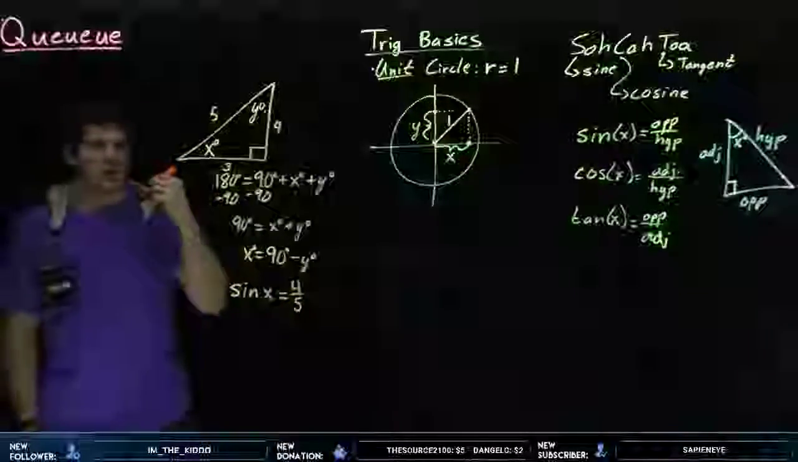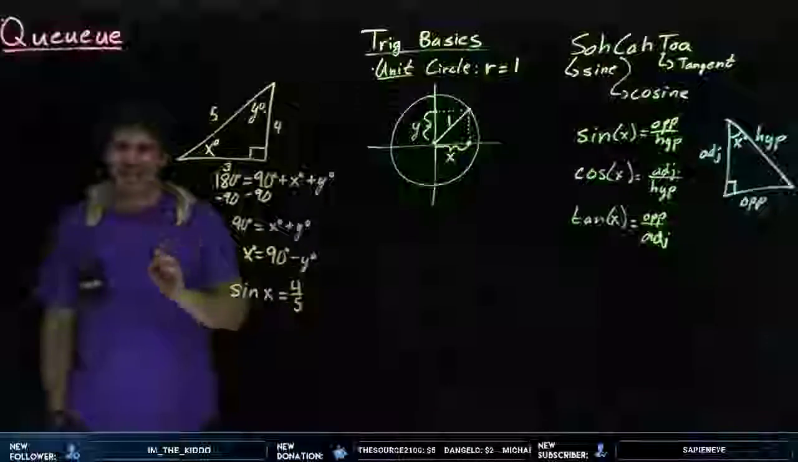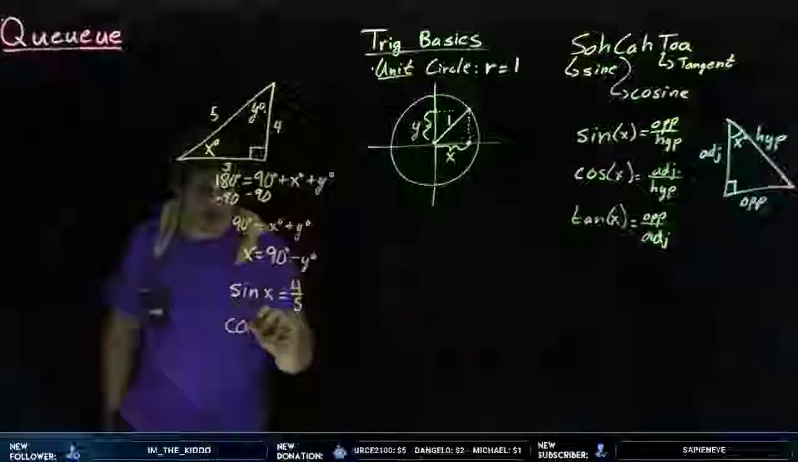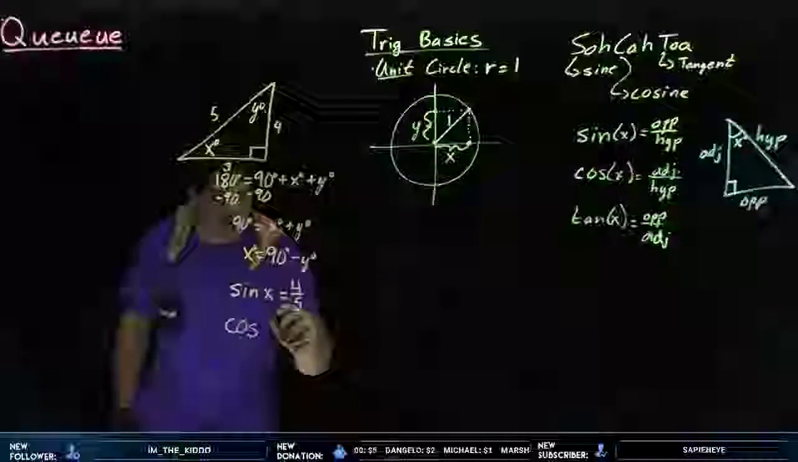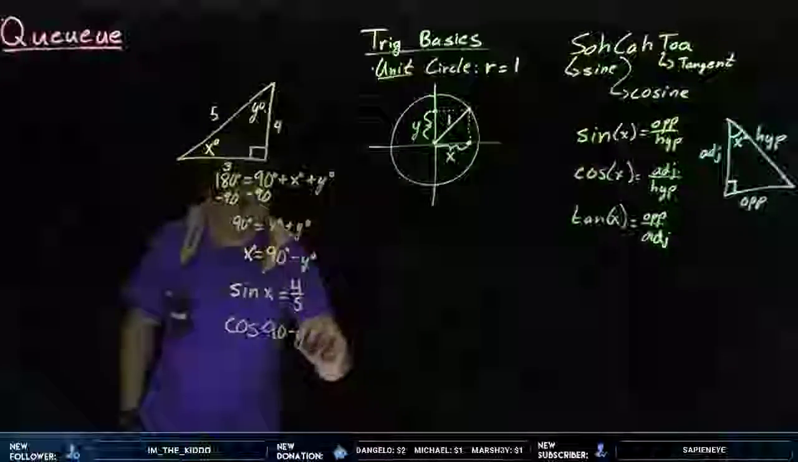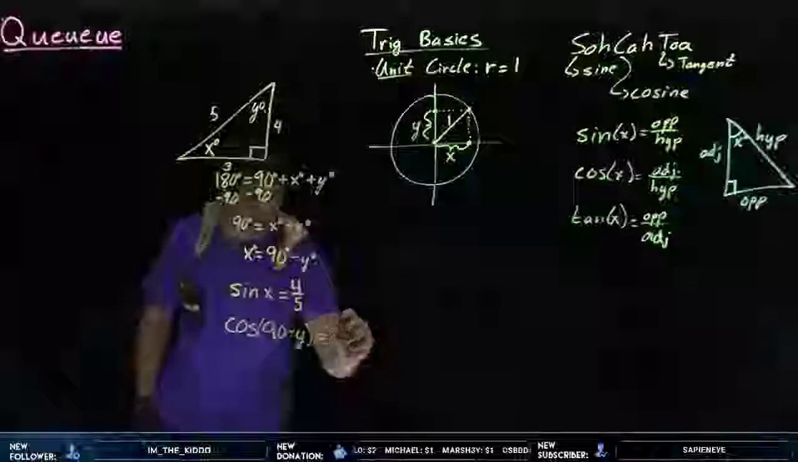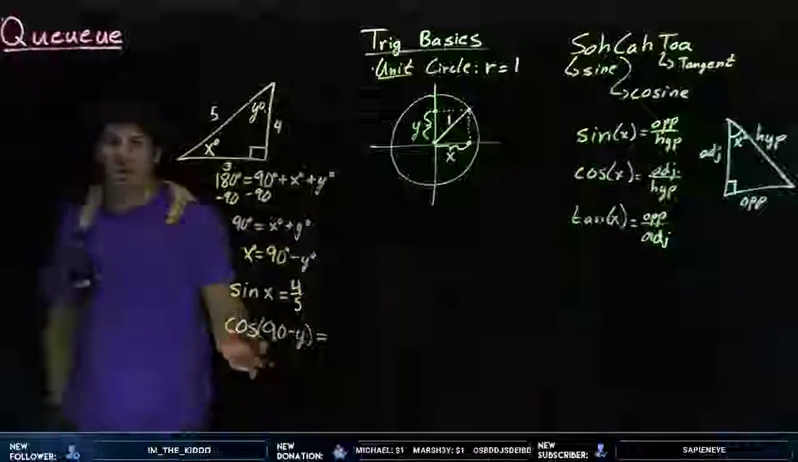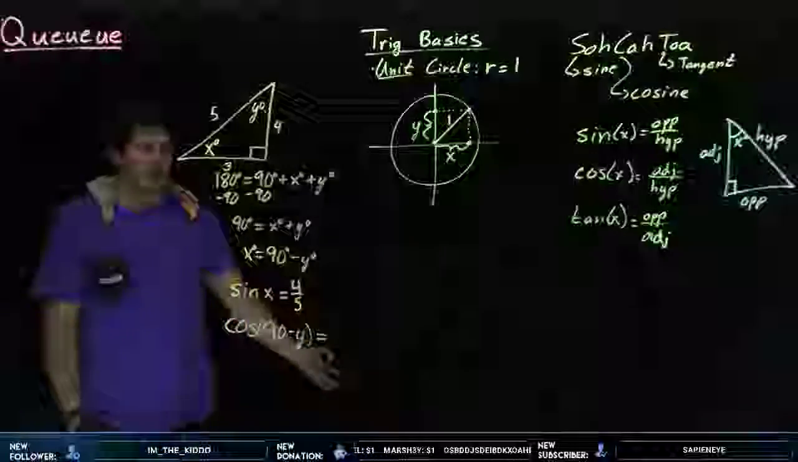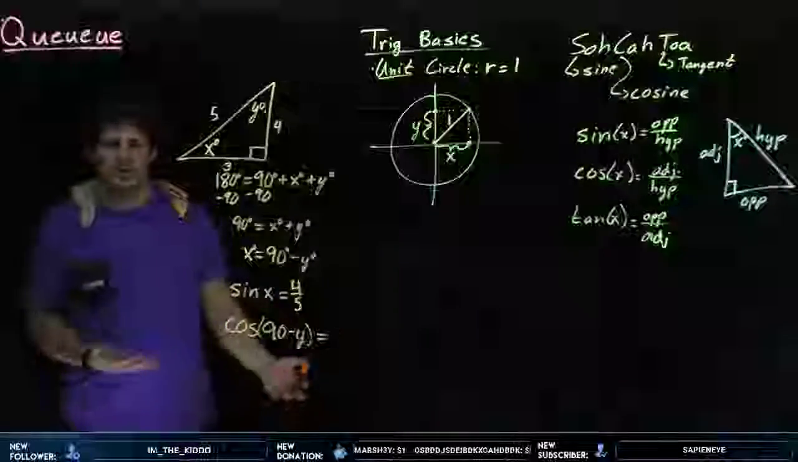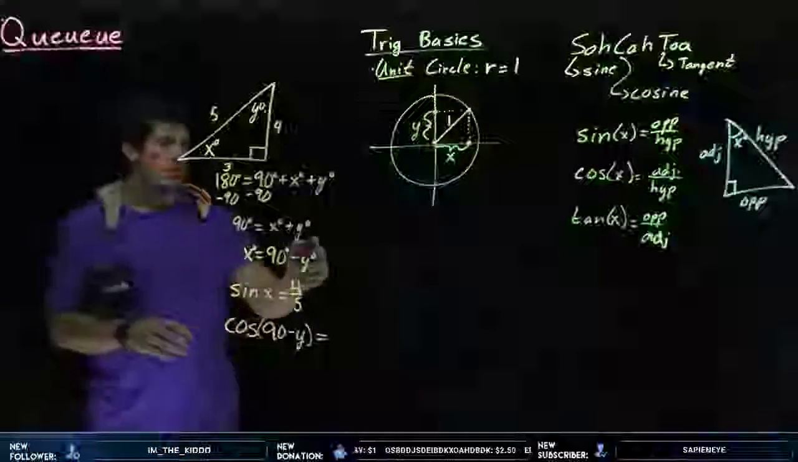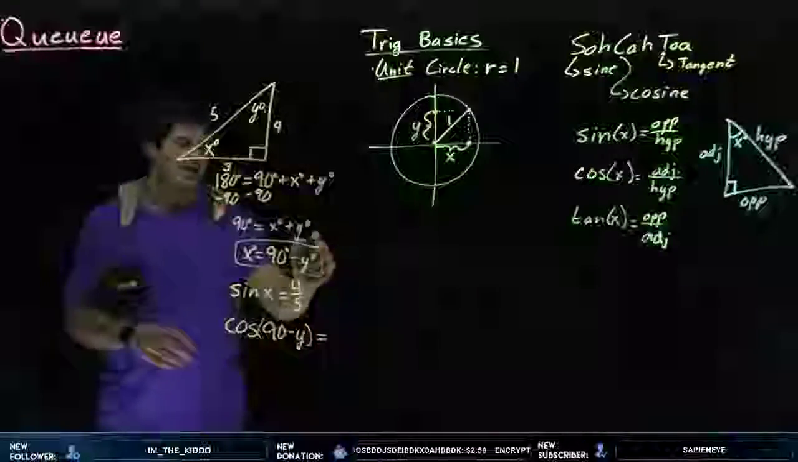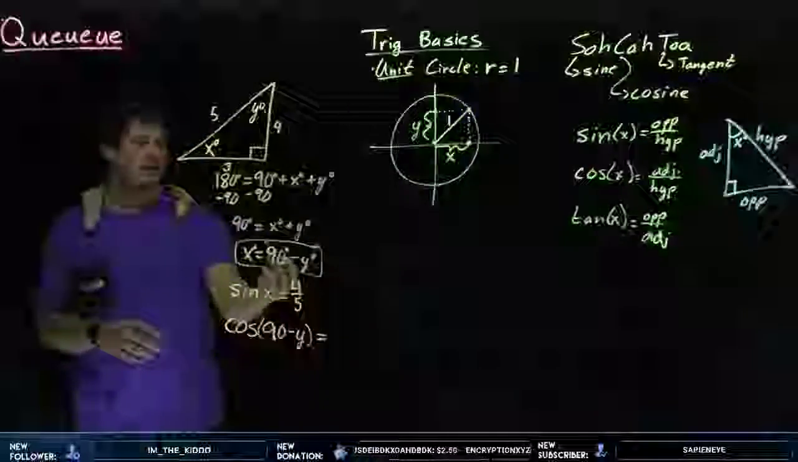But what if someone had asked instead, what is the cosine of 90 minus y? What if they just asked you this originally? That's a fairly confusing thing to try to look at. I don't know. I need to know why to solve for this. This is confusing. However, we've already shown that 90 degrees minus y equals x.